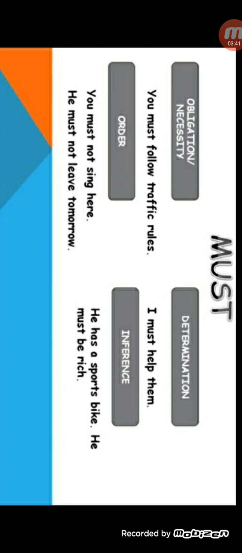When somebody is ordering, you must not sing here. Will you sing in a hospital? So no, you must not sing in the hospital. You must not live tomorrow.